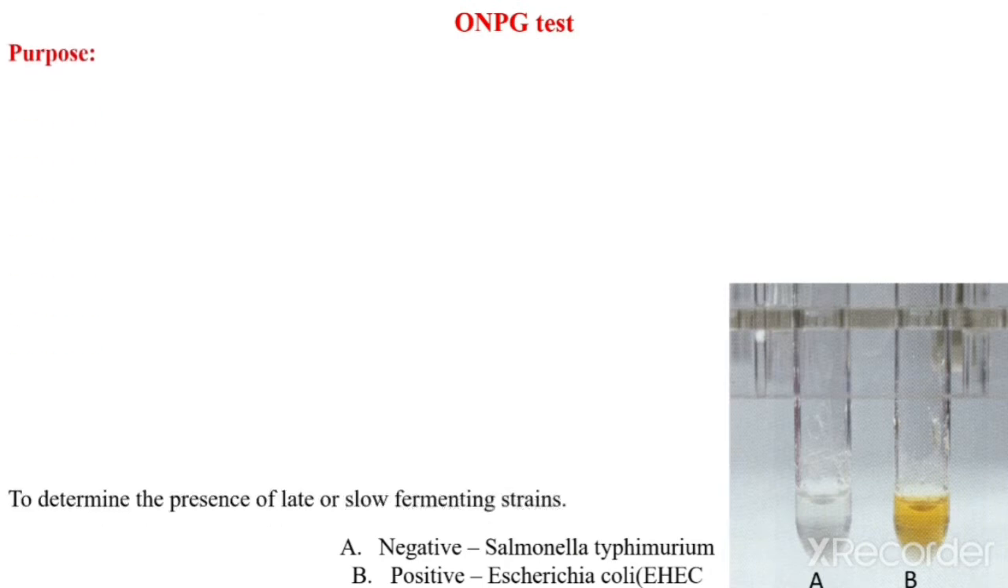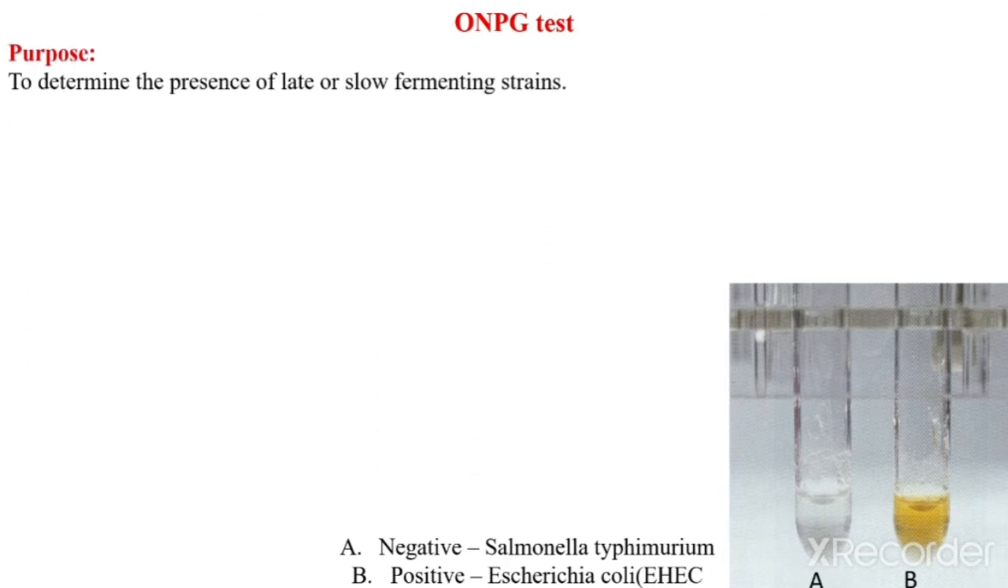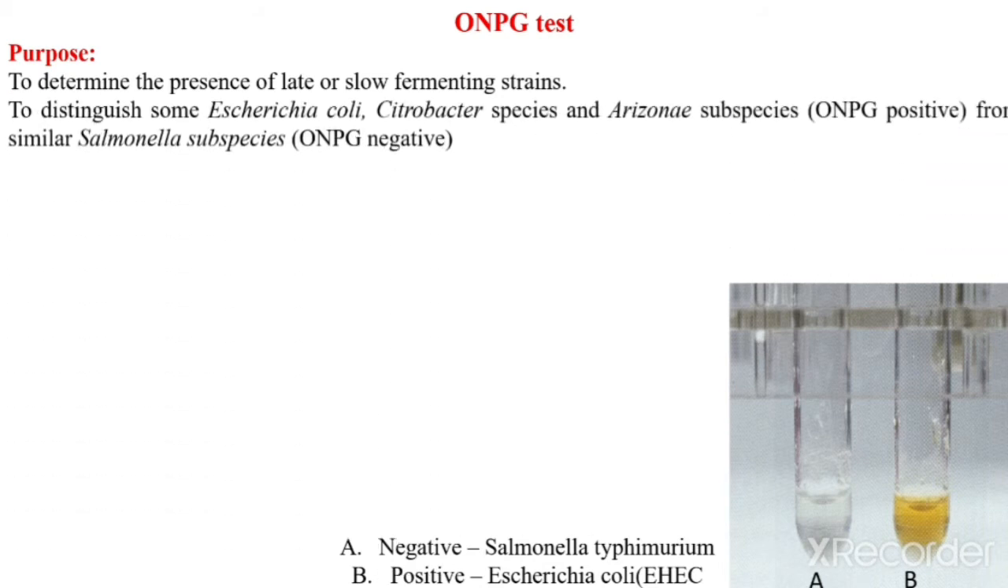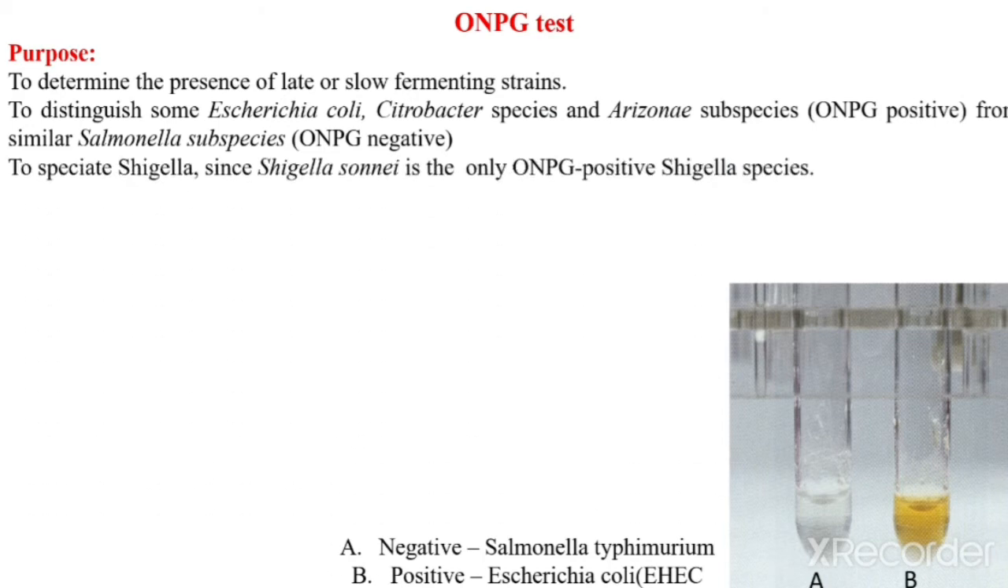Next is ONPG test. Now what is the purpose of this test? To determine the presence of late or slow fermenting strains. To distinguish some Escherichia coli, Citrobacter species and Arizona subspecies, that is ONPG positive, from similar Salmonella subspecies, that is ONPG negative. To speciate Shigella, since Shigella sonnei is the only ONPG positive Shigella species.